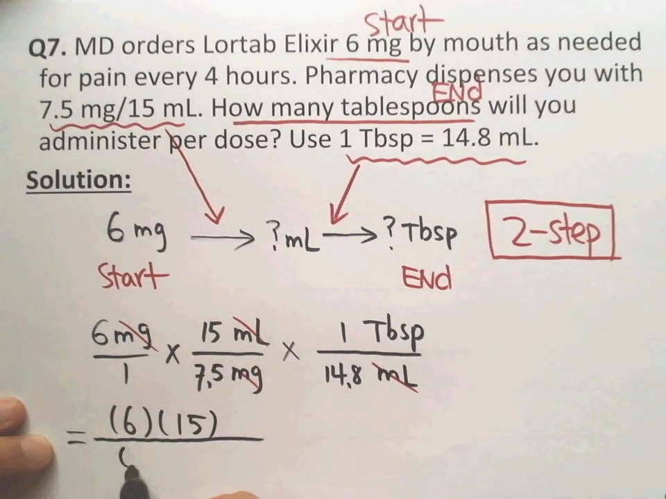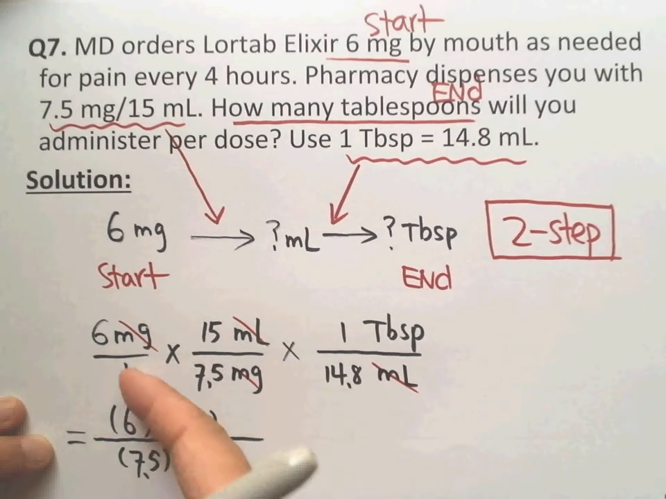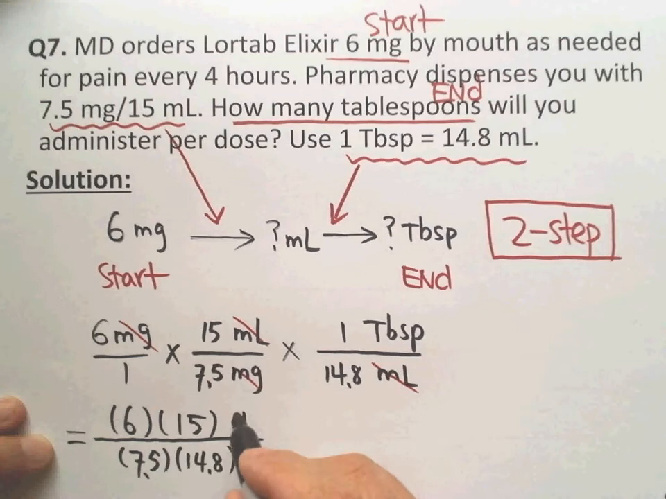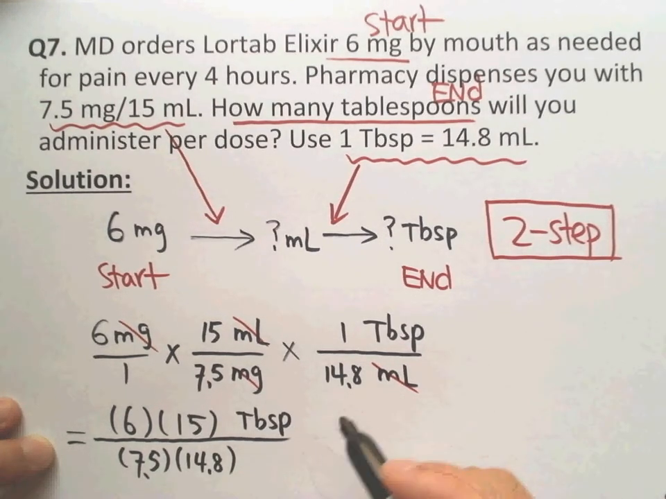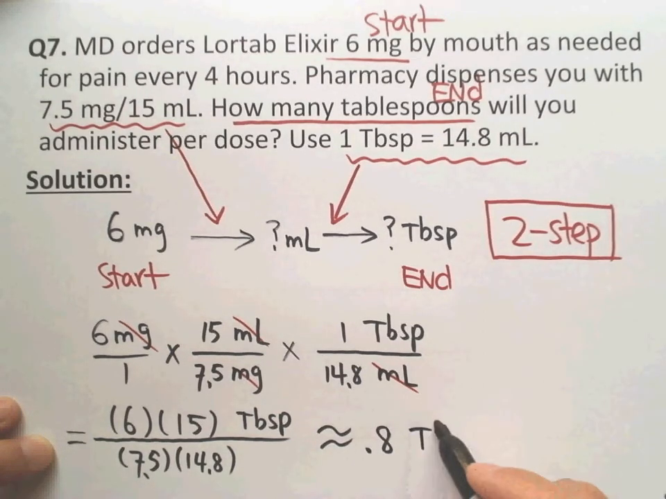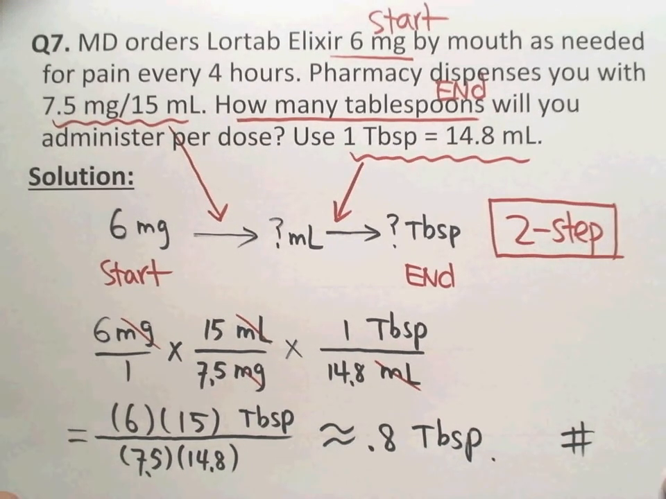Now I will go to the calculator. The calculator is just easy. Times all the numbers on the top: 6 times 15, times 1 you can ignore. The bottom is 7.5 times 14.8. You can ignore this one. And the unit is tablespoon. Can you see? Okay, now do the calculation.